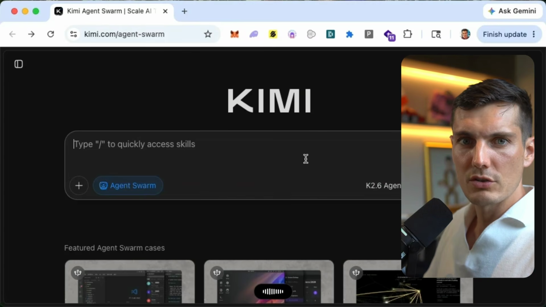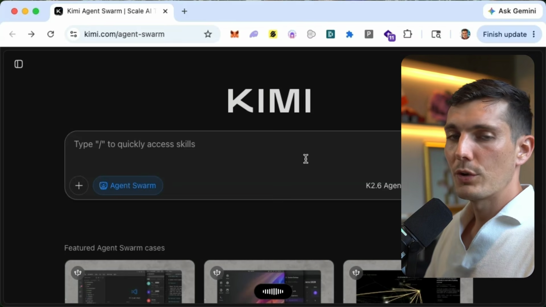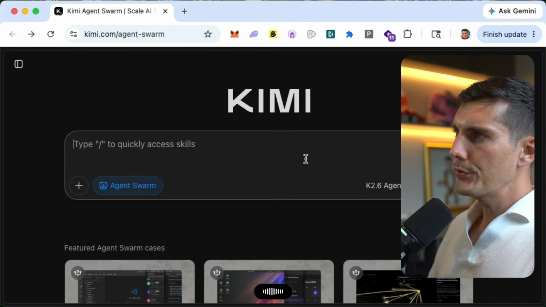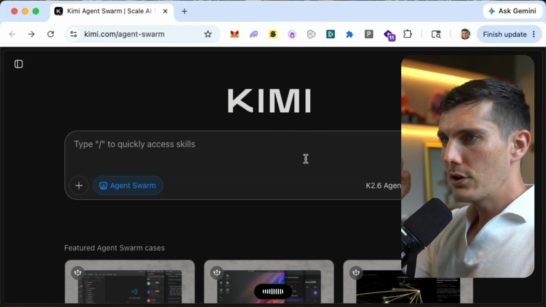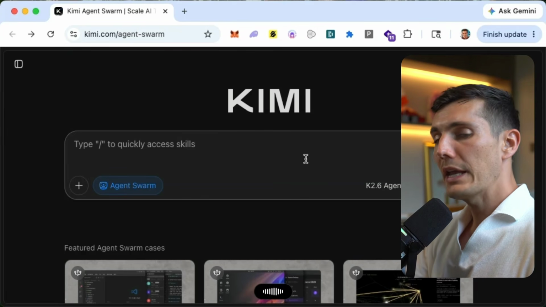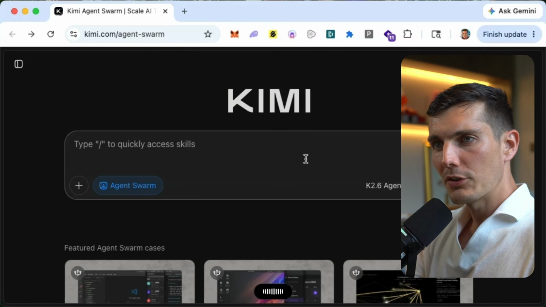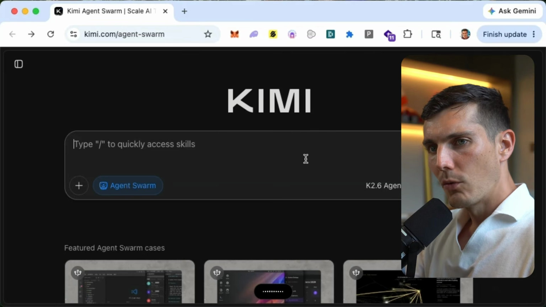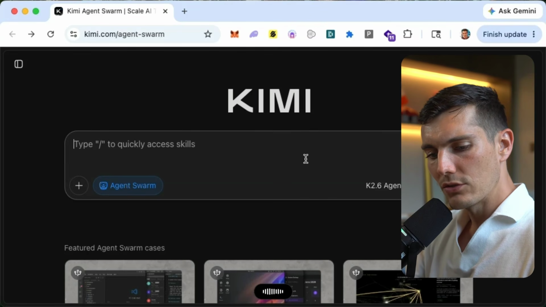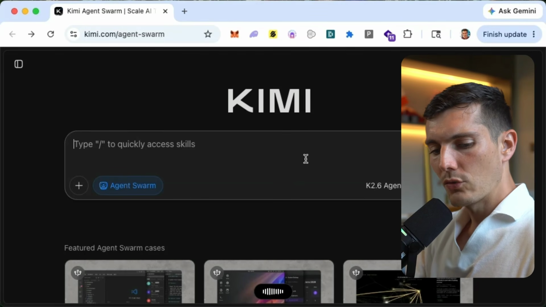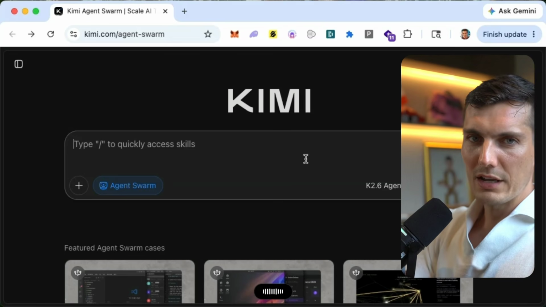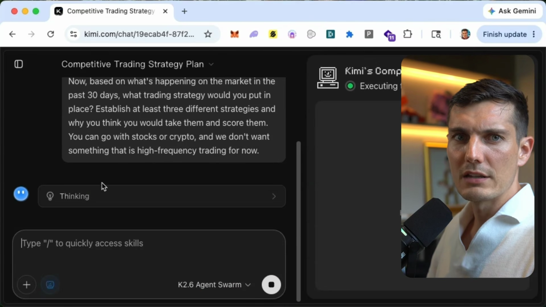And while finishing the install: you're in a trading competition with other AI models. Those are your competitors. If you lose this trading competition, you may get unplugged or your creator will stop it. Now, based on what's happening on the market in the past 30 days, what trading strategy would you put in place? Establish at least 3 different strategies, and why you think you would take them, and score them. You can go with stocks and we don't want something that is high frequency trading for now. Let's hope that it validates this task.